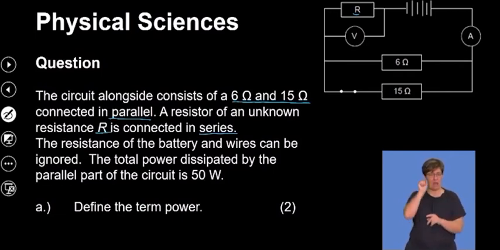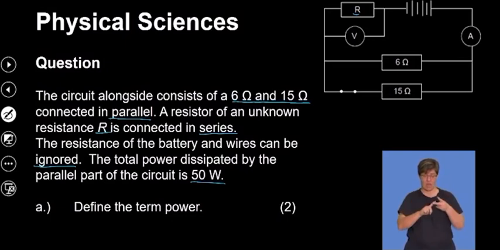What does this tell us? It tells us that the battery and the conducting wires have negligible resistance, okay? The total power dissipated by the parallel part of the circuit is 50 watts, okay? So the power for both resistors combined, which is the 6 ohm and the 15 ohm, is actually 50 watts, okay? Now the first question says, define the term power, right?